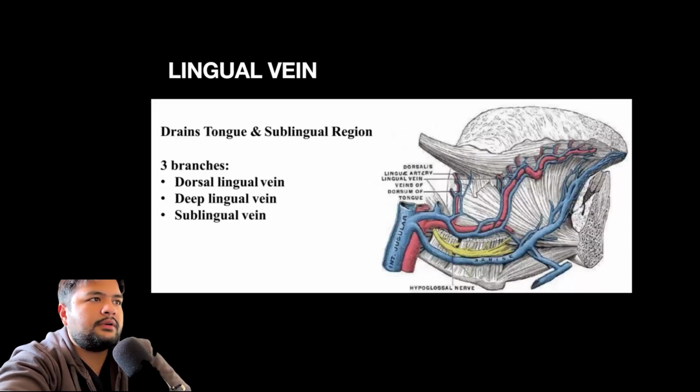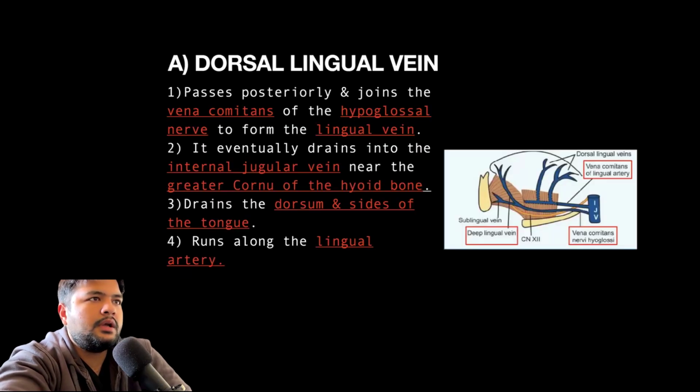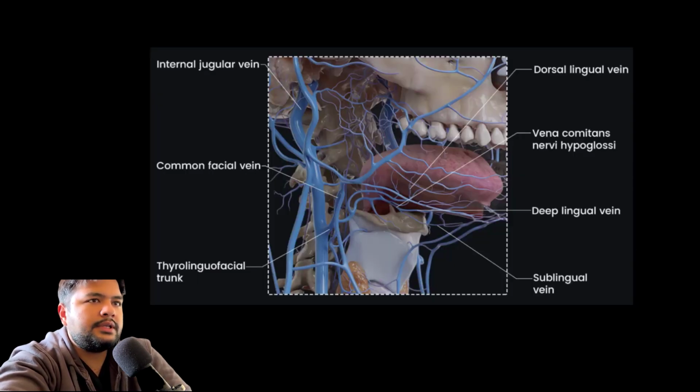Lingual vein: it drains the tongue and sublingual region. It has three branches: the dorsal lingual vein, deep lingual vein, and sublingual vein. Coming to the dorsal lingual vein, it passes posteriorly and joins the vena comitans of the hypoglossal nerve to form the lingual vein. It eventually drains into the internal jugular vein near the greater cornu of the hyoid bone. It drains the dorsum and sides of the tongue and runs along the lingual artery. You can refer to this diagram for easy understanding.